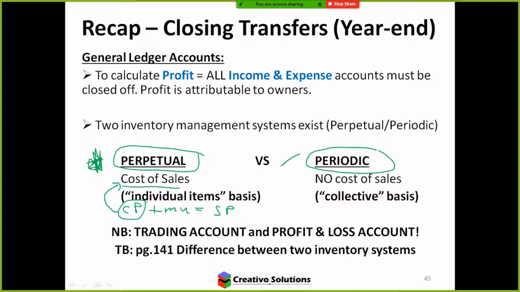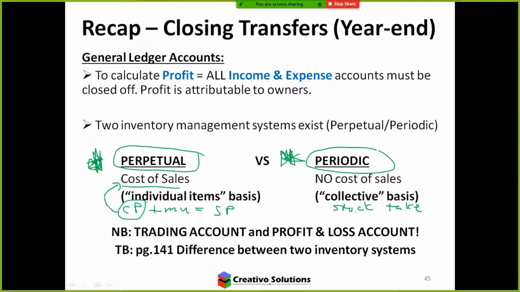Right, can you describe this one? Periodic is more like SPAR, basically. So you'll always be doing a stock take. Yes, good.